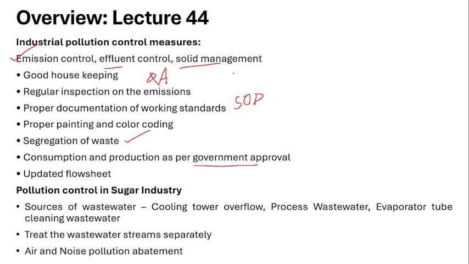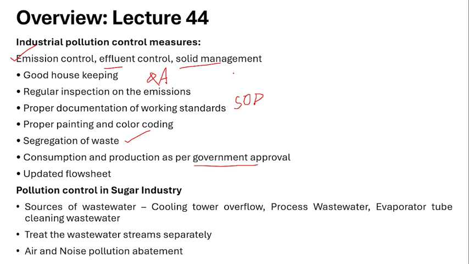And then the evaporator tube cleaning wastewater, the water coming from the evaporator tube. So these are the different sources of wastewater. And then treat the wastewater streams separately. Each and every stream should be treated separately to avoid the bulk mixing of the contaminants.